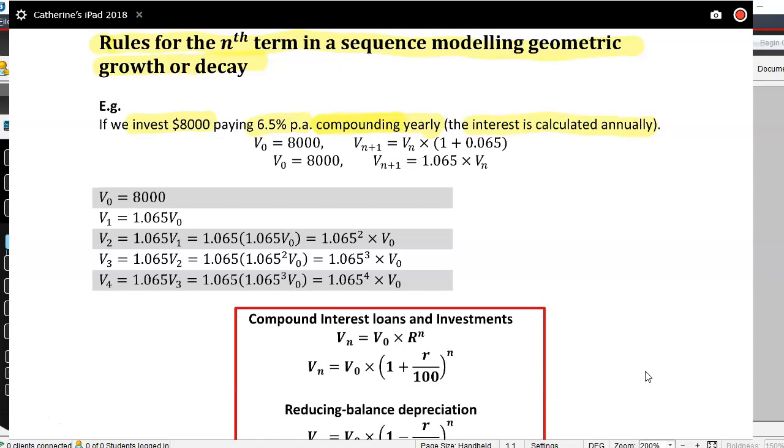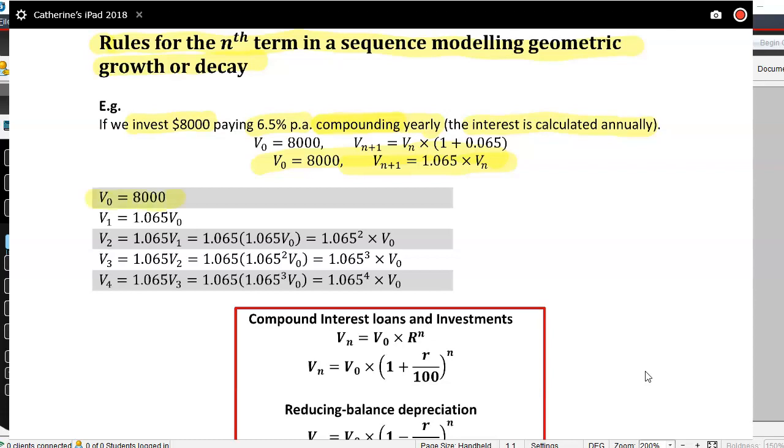So setting this up as a recurrence relation, we've got our V0 is $8,000 and our recurrence relation rule is Vn+1 equals 1.065 times Vn because it's growing. And yep, 0.065 is how we write 6.5% as a decimal. Okay, let's go through the years and see how we calculate this.